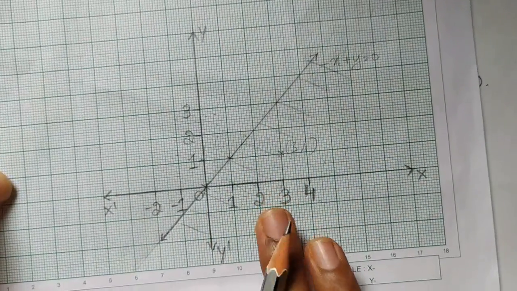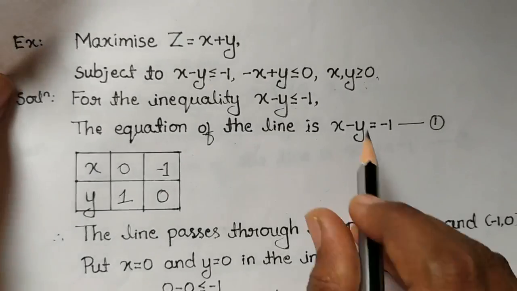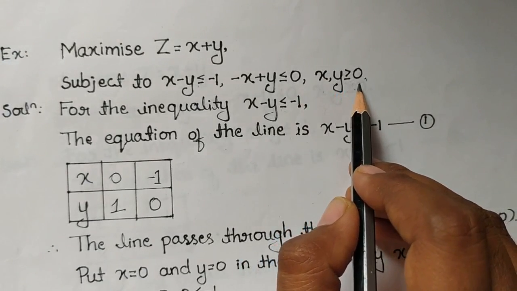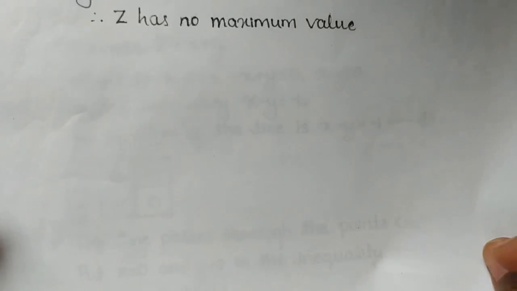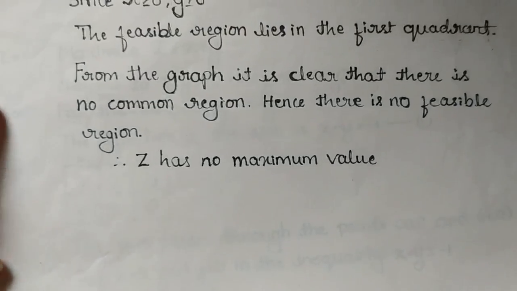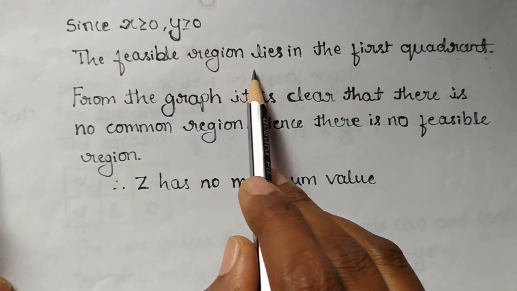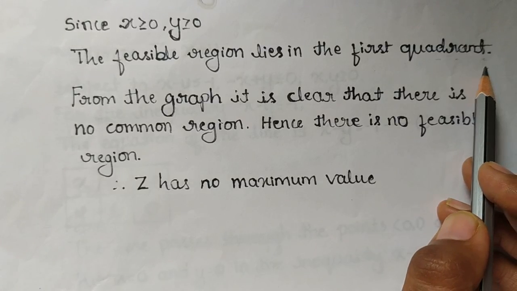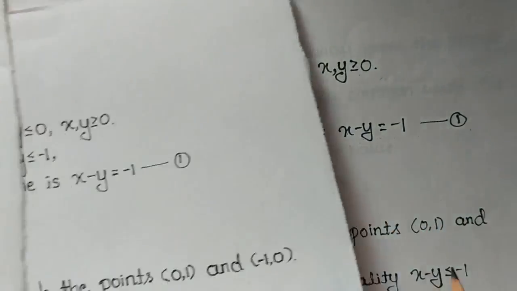This is about the second inequality. Now the next inequality is x, y greater than or equal to 0. These are non-negative constraints, and this says that the feasible region lies in the first quadrant. Since x, y greater than or equal to 0, the feasible region lies in the first quadrant. I had discussed all the inequalities. Now let us draw the graph of the first inequality.